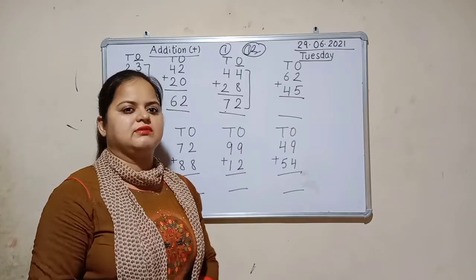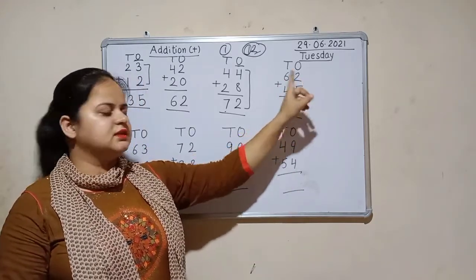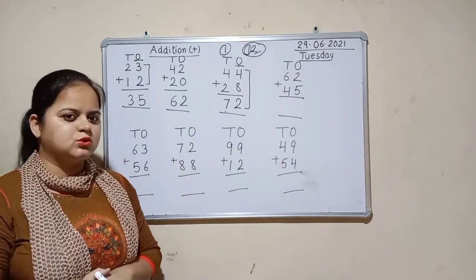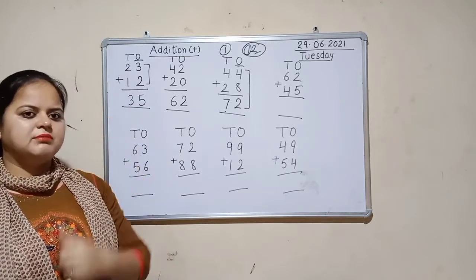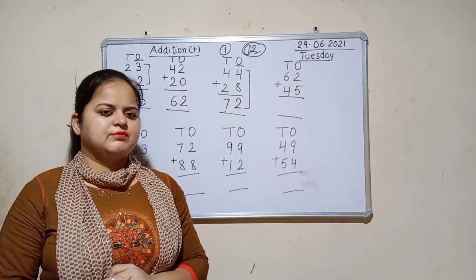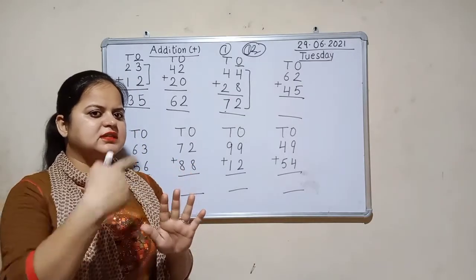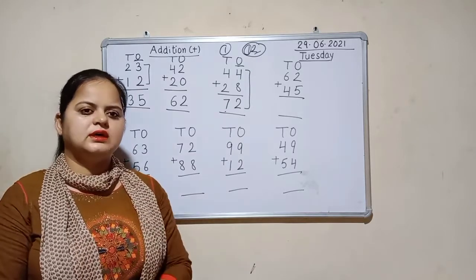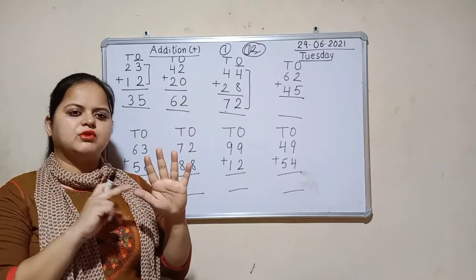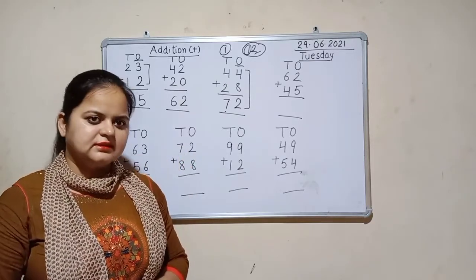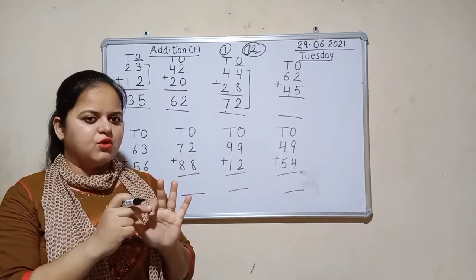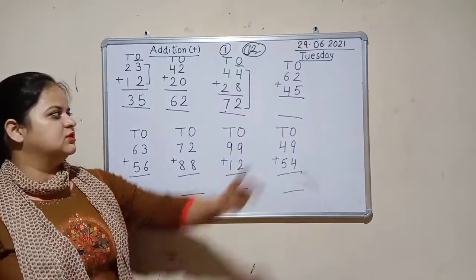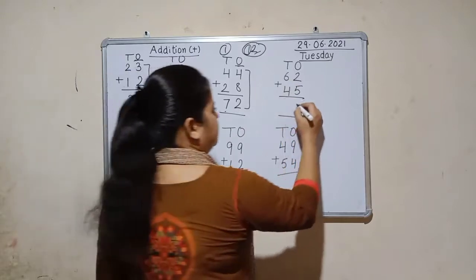62 plus 45. Now keep 2 in mind and 5 on fingers. And tell me what will be the answer? 5 and 2. Keep 2 in mind and 5 on fingers. Start counting from next number of 2. 2 का next number क्या है? What comes after 2? 3. Then start counting from 3. 3, 4, 5, 6, 7. Very good. 2 and 5, 7.